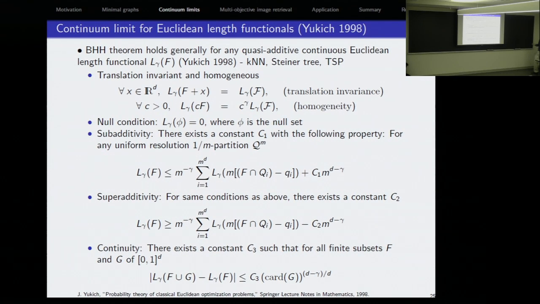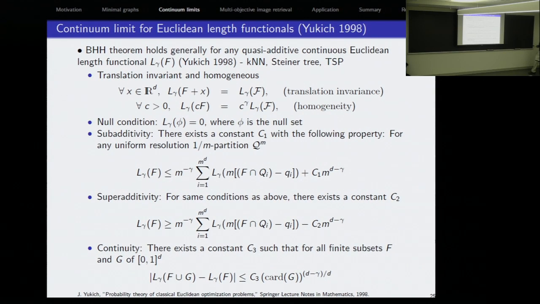And so that includes the traveling salesman problem, the Steiner tree, and a lot of other types of graph constructions. And so you get this continuum limit under this quasi-additive continuous Euclidean length functional construction. Certain constructions don't satisfy this limit, or at least they don't satisfy these principles, but many do. So translation invariance and homogeneity is one of the properties of this class of length functionals, that is, graph constructions that are based on optimization of a length functional.